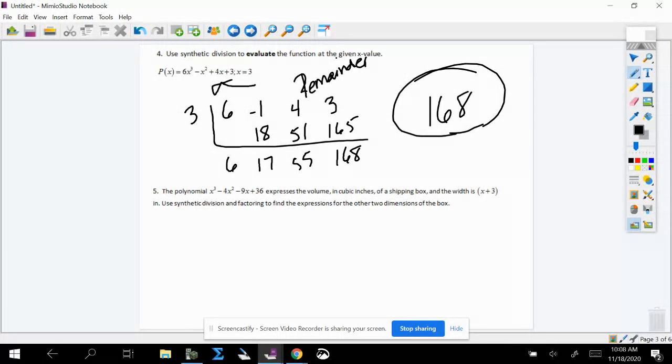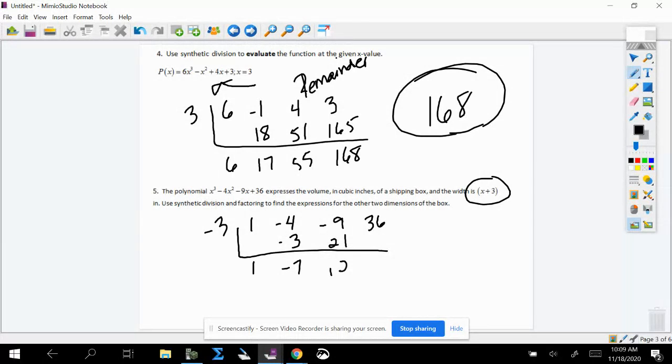Next one, oh, we did a box one like this. I've mentioned it, but we've done a few like this in class. So this is asking you if the volume is x cubed minus 4x squared minus 9x plus 36, and we know the width, it wants us to write the other dimensions. So we're going to start with our synthetic division. So I have 1, -4, -9, and 36. And I know -3, because that's what makes it equal to 0, will end up being perfect. It is a factor. So I'm going to multiply, add, multiply, and add, -36. And again, I should get 0 as a remainder.